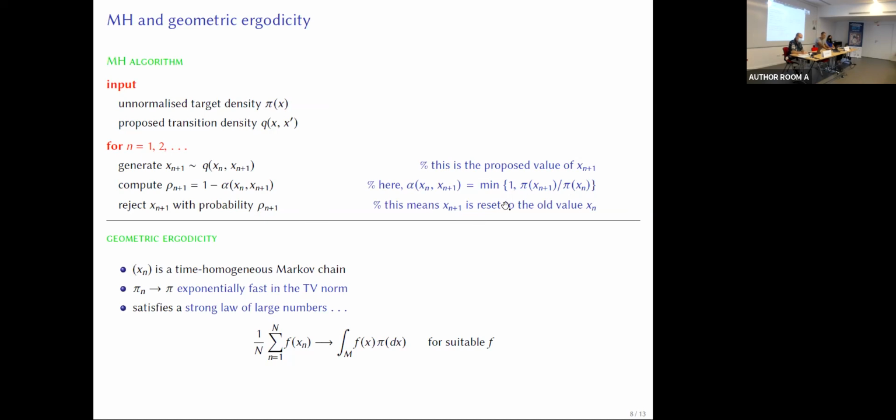And what we want to guarantee is geometric ergodicity. This means the distribution pi n of the sample xn converges exponentially fast in the TV norm to our target distribution pi, the posterior. And geometric ergodicity guarantees that a strong law of large numbers is satisfied. So we have this property where empirical means approximate expectations with respect to the posterior.